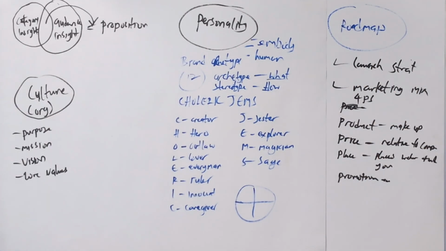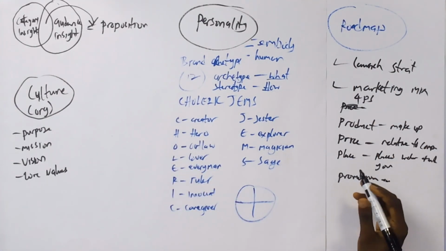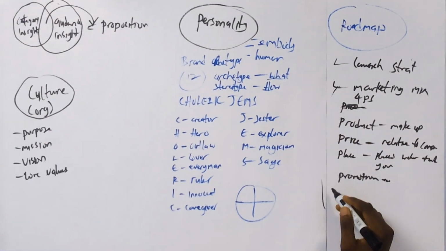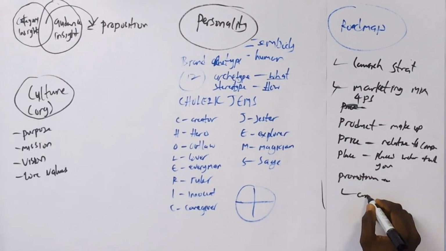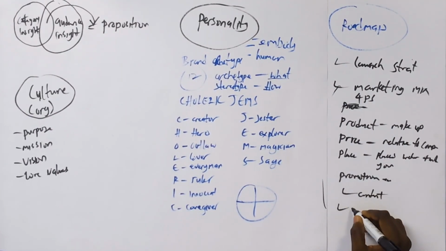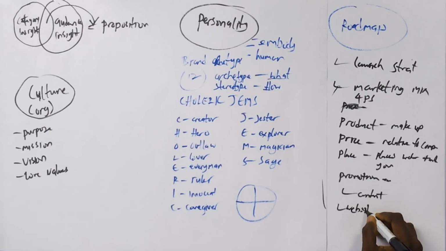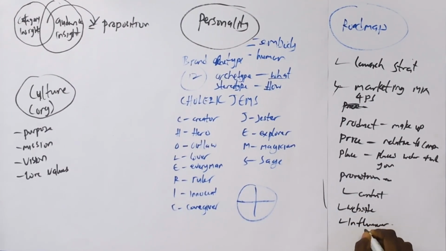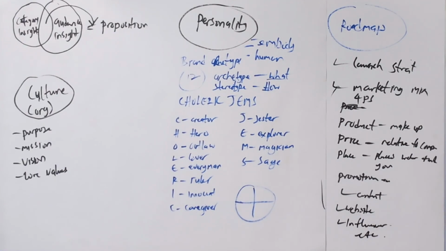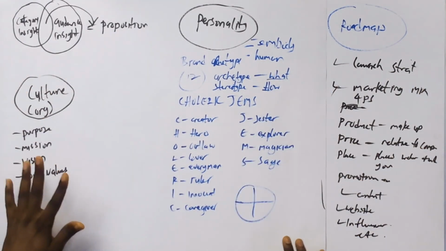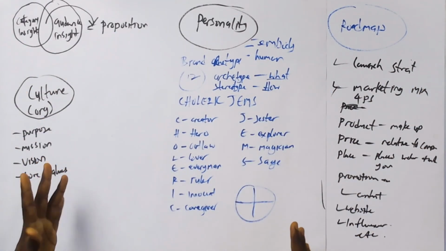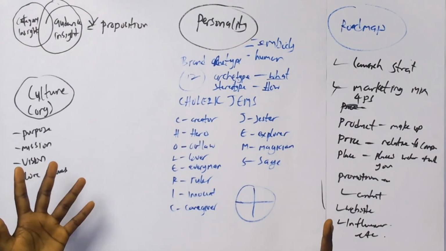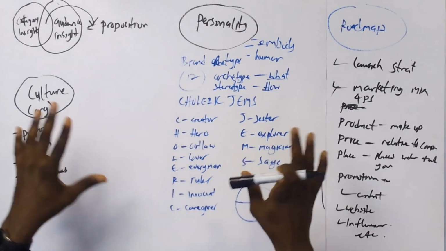And then you discover that when you have all of these things, you can now start to consider, maybe in your promotion, things like your content, your website, SEO, influencers, and all those things. So literally those are the key things that you should have in your brand strategy. Actually, these are the most important things.